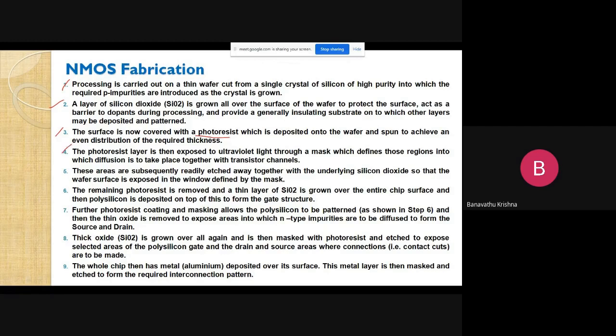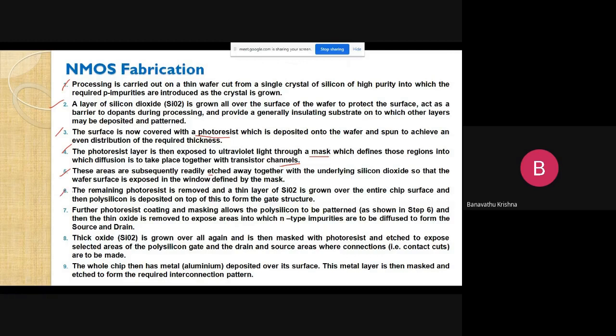And the fourth step is the photoresist layer is then exposed to ultraviolet light through a suitable mask, which defines those regions into which diffusion takes place, together with the transistor channel. By this suitable masking process, we form the transistor in the fabrication processing. And the fifth step is these areas are subsequently etched away together with the underlying silicon dioxide so that the wafer surface is exposed in the window defined by the mask. Where we need to form the source, gate, and drain regions, at that area the layers need to be removed after processing the masking and photoresist layer.